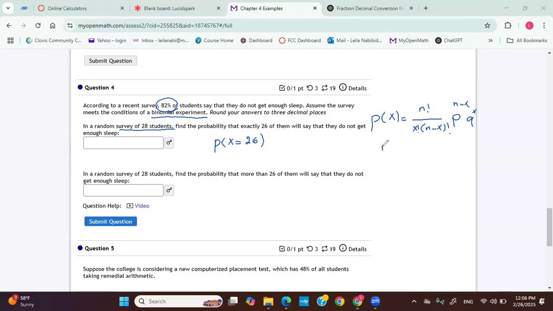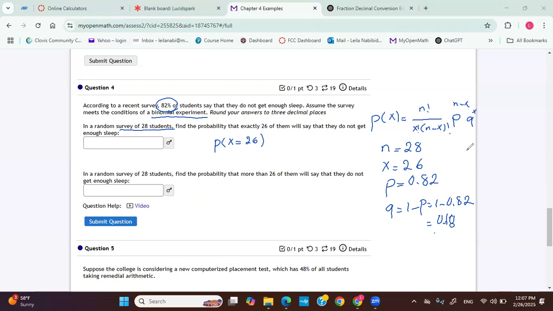So in this problem, we have n, which is 28. x is 26, because we want to find the probability when x is 26. p is the probability of success, which is 0.82. And q is the probability of failure, which is always 1 minus p. When p is 0.82, 1 minus 0.82 is 0.18. If you want to use the formula, this is the information that you need to plug into the formula.